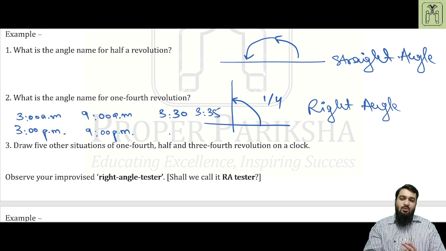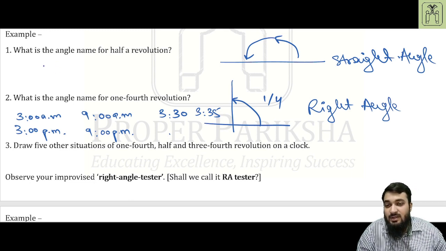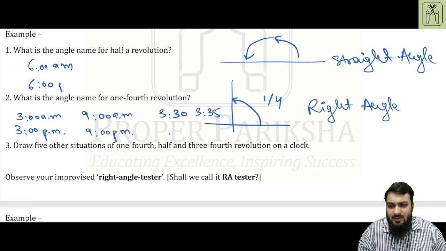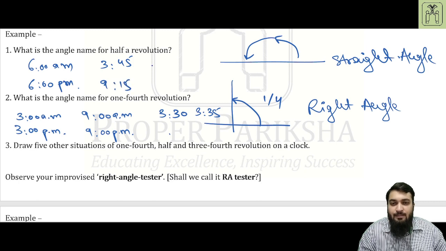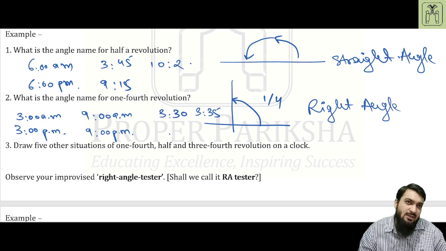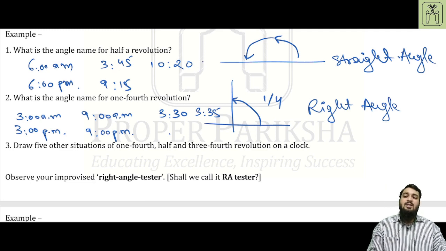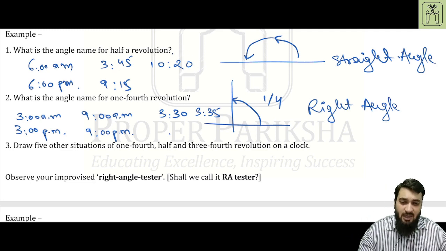Okay, so now coming to half of the revolution. What is half of the revolution? It is 6 a.m. and 6 p.m. What else can it be? It can be 3:45, or it can be 9:15. Okay, it can be 10:25, 10:20. Okay, so these are the timings which will represent the half of the revolution.